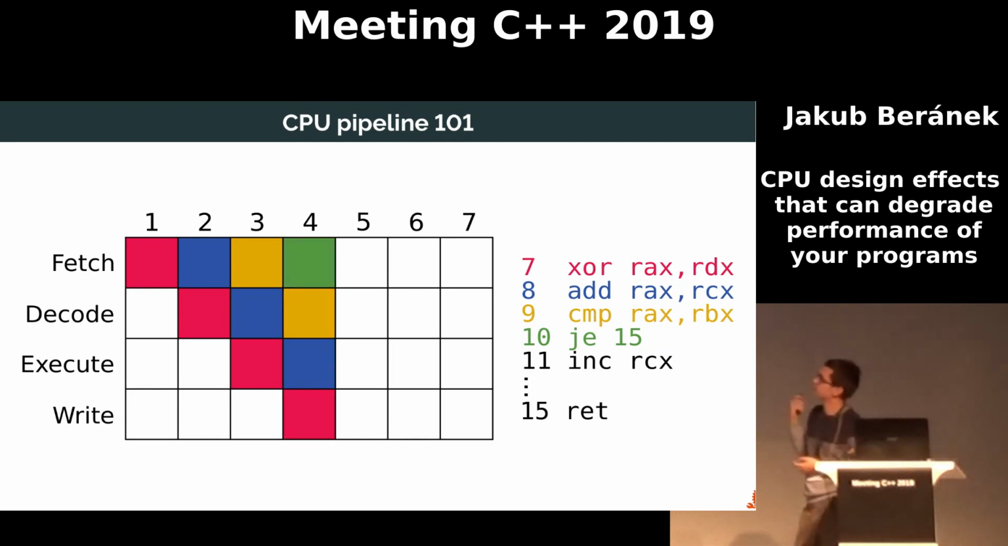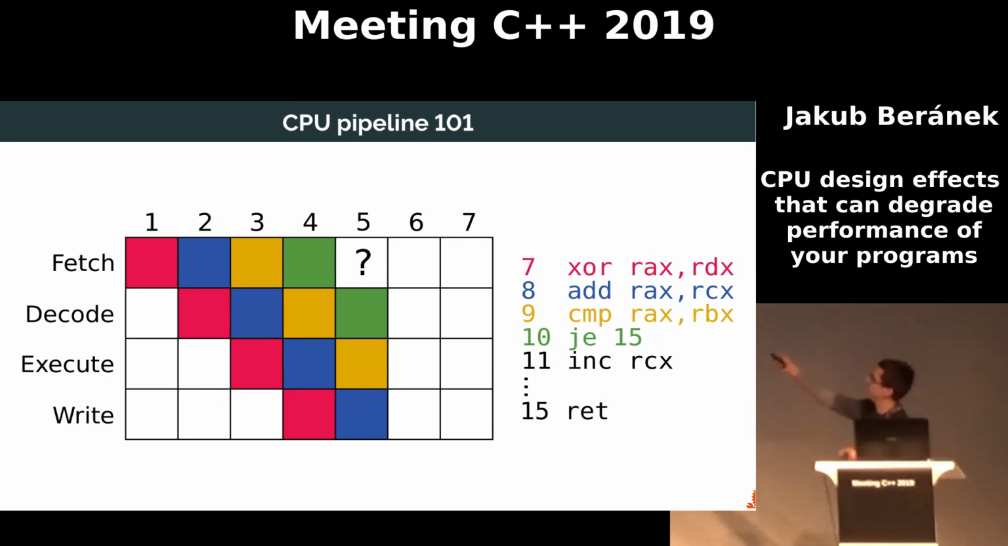However, at clock cycle 5, we have a problem, because this green instruction is a conditional jump. So it decides at runtime what will be the next instruction to execute. And it decides based on the result of this compare. And since at clock cycle 5 the compare is still executing, we don't know the answer. We do not know which instruction we should fetch. Should it be instruction 11 below, or should it be instruction 15 if the conditional jump was taken?